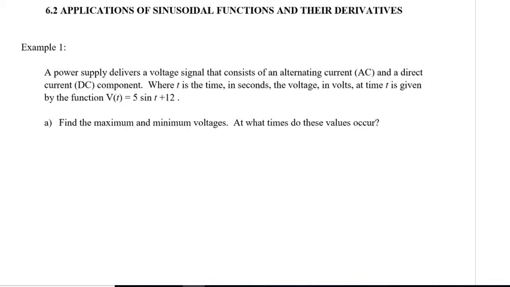Example 1 says a power supply delivers a voltage signal that consists of an alternating current and a direct current component, where t is the time in seconds. The voltage in volts at time t is given by the function v of t equals 5 sine t plus 12. It's asking us to find the maximum and minimum voltages. At what times do these values occur? So it's asking us for two things: the maximum and minimum voltages, and the times.